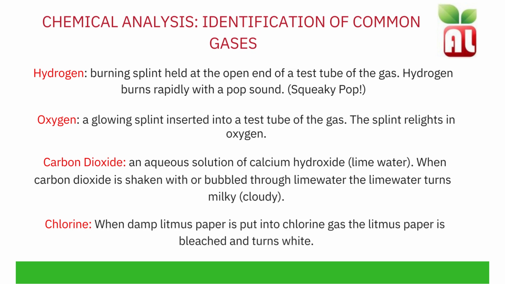To test for carbon dioxide, an aqueous solution of calcium hydroxide or lime water is used. Carbon dioxide is bubbled or shaken through lime water and the lime water turns cloudy. To test for chlorine, damp litmus paper is put into chlorine gas. The litmus paper is bleached and turns white.